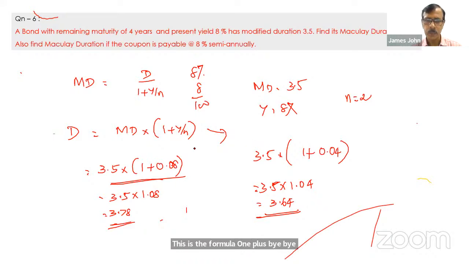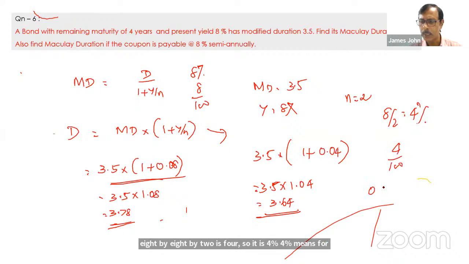And here n is 2. Yield is 8%, so n is 2 means 8 by 2. 8 by 2 is 4, so it is 4%. 4% means 4 by 100, which is 0.04. That's what here it is 1.04.